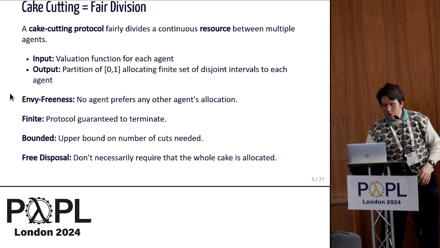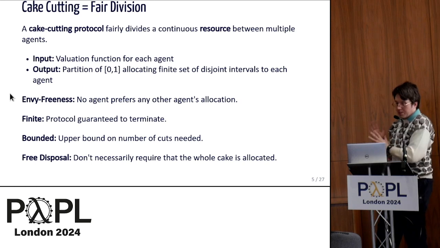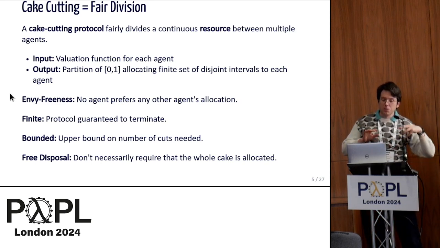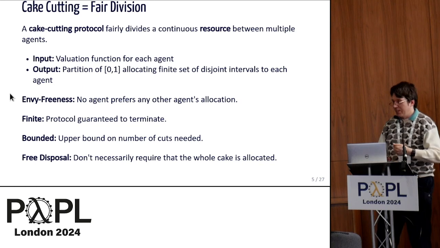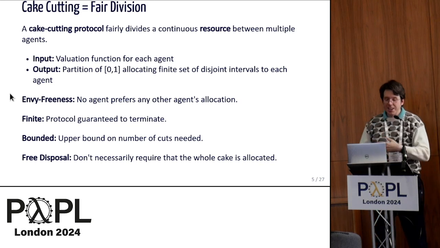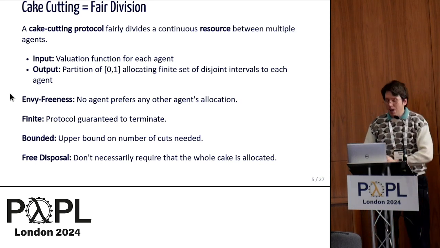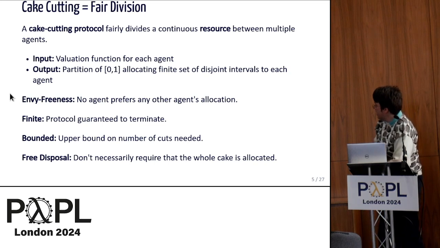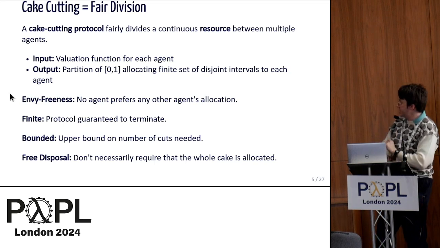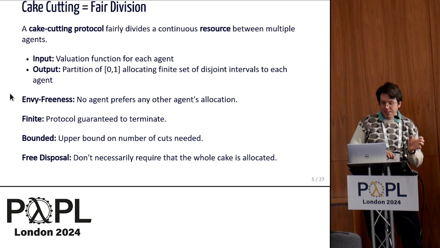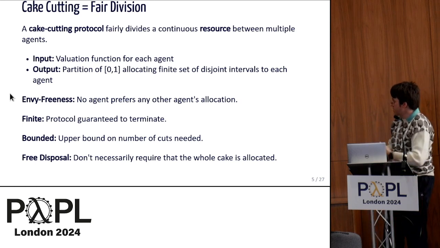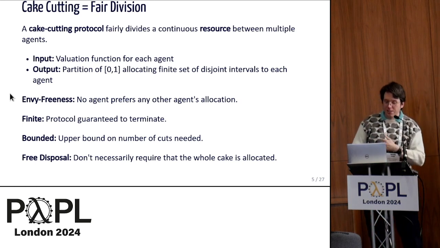There are lots of properties of these protocols that have been studied in the literature. The most relevant one today is envy-freeness, which is that no agent would prefer any other agent's allocation. And we're also interested today mainly in finite protocols that are guaranteed to terminate and bounded, in the sense that you can say in advance that you're not going to need more than a certain number of cuts.